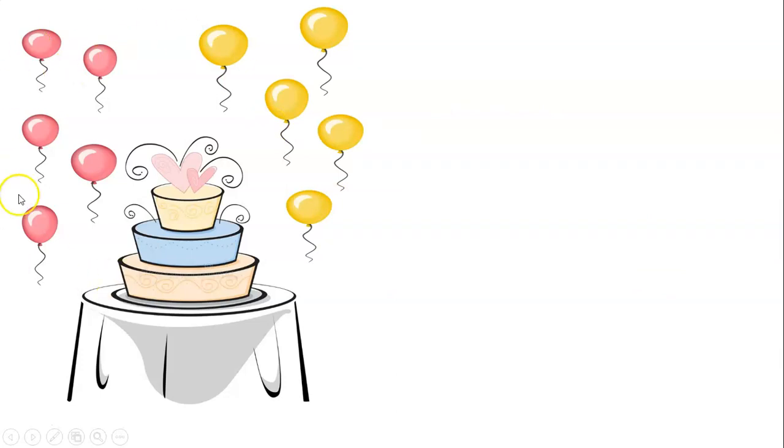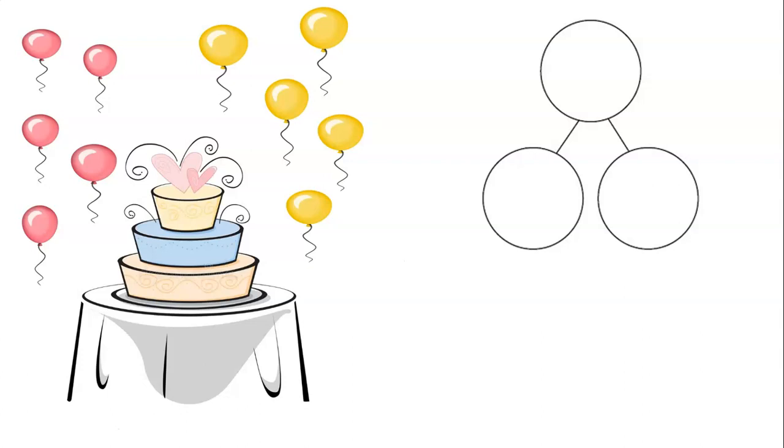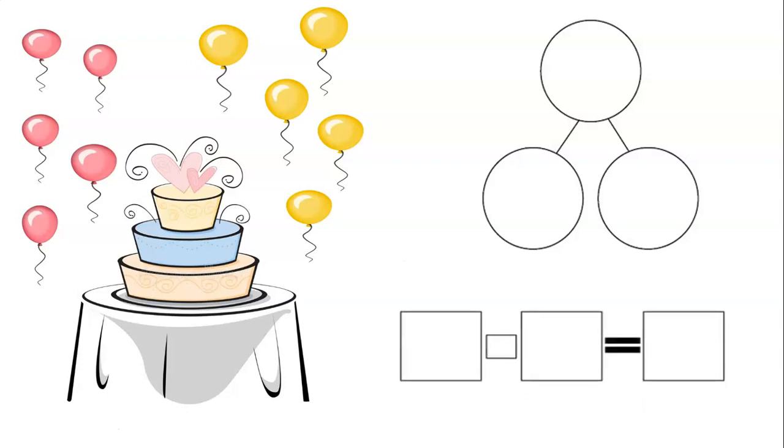How many pink balloons do I have? 1, 2, 3, 4, 5. And how many yellow balloons do I have? 1, 2, 3, 4, 5. Perfect. Now let's put those numbers into our number bond and our number sentence.